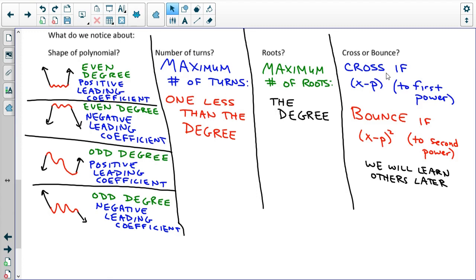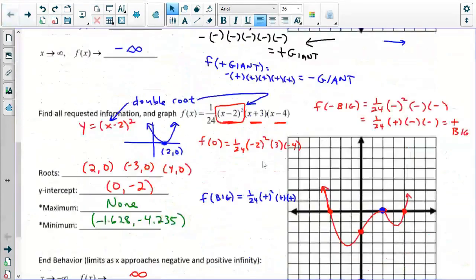And then notice that a root crosses the axis if it's to the first power and bounces if it's to the second power. And then we'll learn about other situations later. But that's something that we noticed when we saw in problem 2, we had this double root.